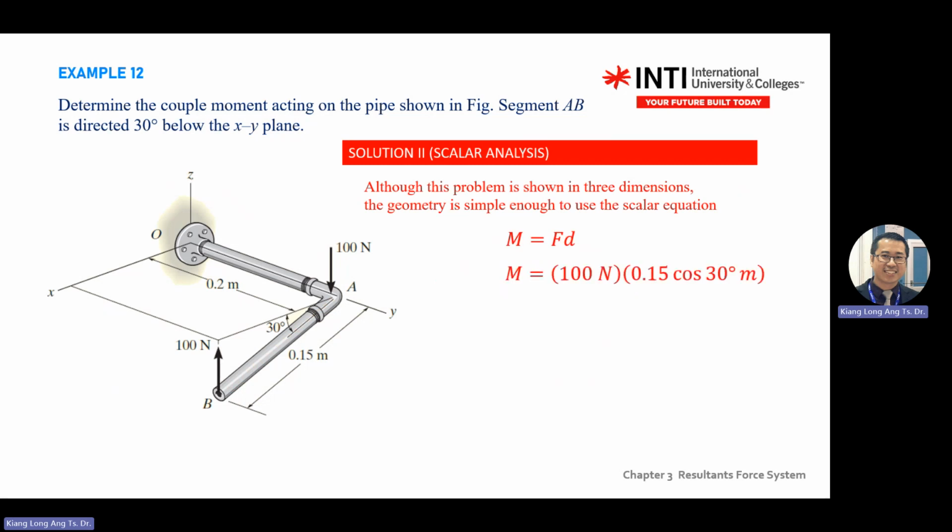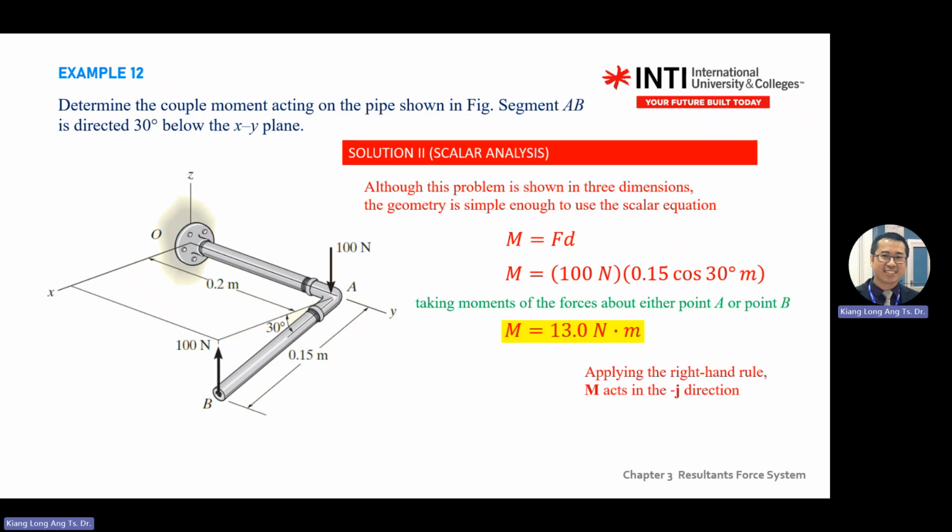Solution number 2, scalar method, F multiply D. You still get the same answer. FD. So it depends. If you look at A, you put your hand here. These forces are gone. So you are looking at this force, it is clockwise, but your finger tells you that anti-clockwise is positive. This force is giving you clockwise direction. So it's a negative value.